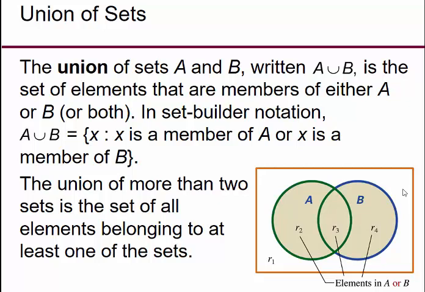So just to give you a quick example, if we were speaking in everyday language and I would say, well, either Peter or John will go, that means that if Peter goes, John doesn't go, and if John goes, Peter doesn't go. In mathematics, it means they're both going. So in set builder notation, the union of A and B is equal to the set of X such that X is a member of A or X is a member of B. The union of more than two sets is the set of all the elements belonging to at least one of the sets. Now, you can see here in the diagram that the union of A and B is everything that's in A, everything that's in B, everything that's in both of them.